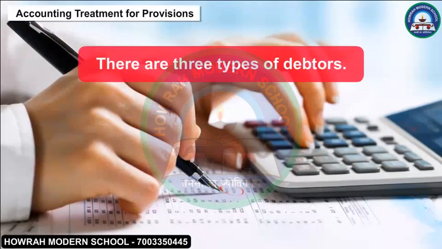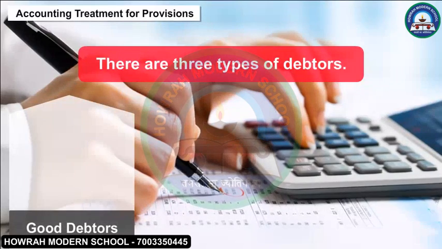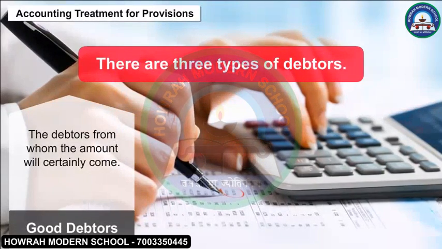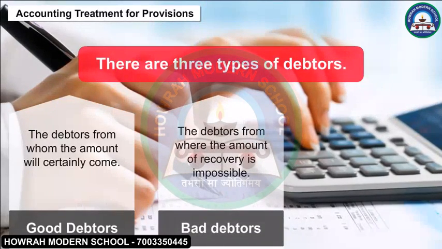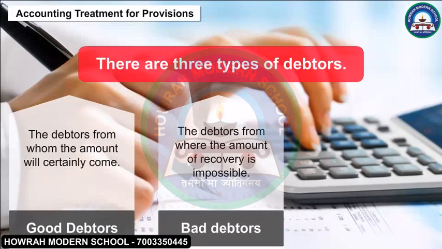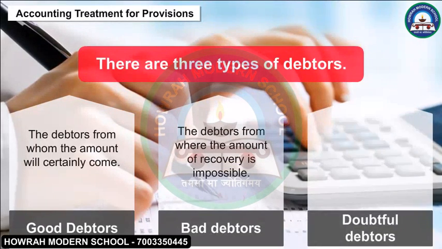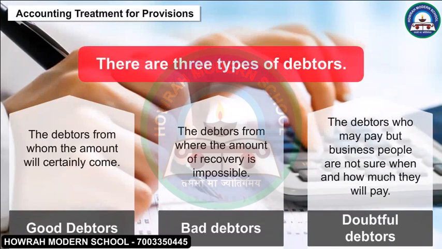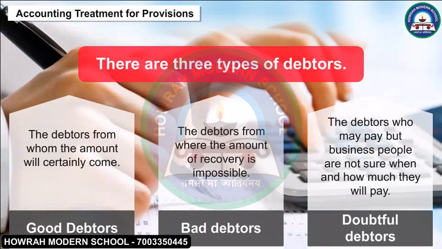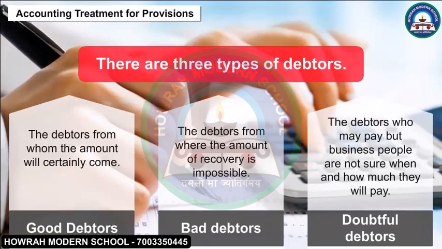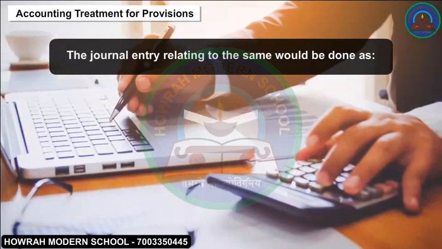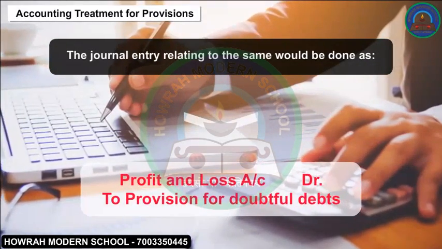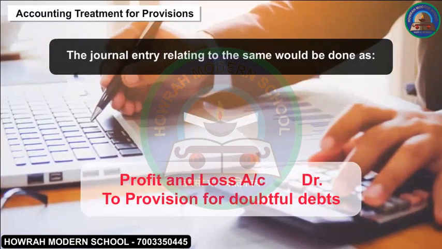There are three types of debtors. Good debtors, the debtors from whom the amount will certainly come. Bad debtors, the debtors from whom recovery of the amount is impossible. Doubtful debtors, the debtors who may pay but business people are not sure when and how much they will pay. The journal entry relating to the same would be done as: profit and loss account, debit, to provision for doubtful debts.